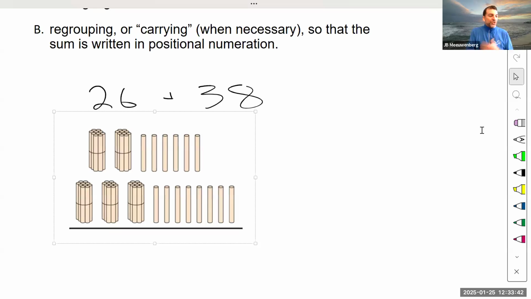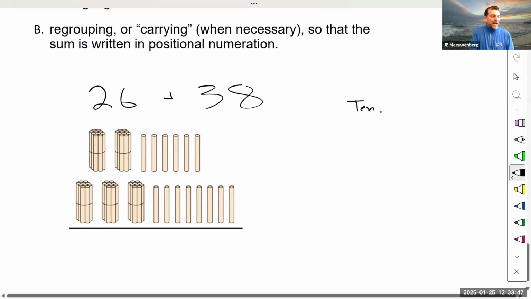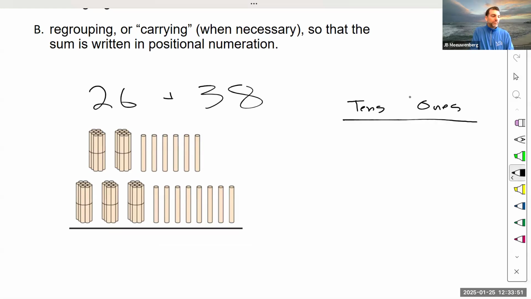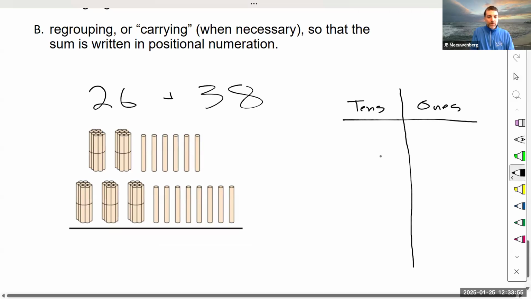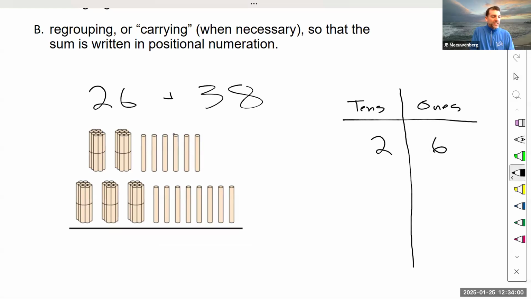Now, in our traditional addition algorithm, what we would do is we would have a tens column, and we would have a ones column, like this. And we would say, all right, we have 2 and we have 6 for the number 26. And we're going to add that to 3 in the tens column and 8. We would add, and we would often draw a line. And so here's that first part where we're going to add.